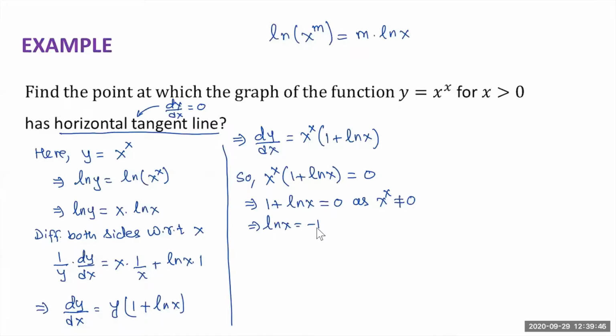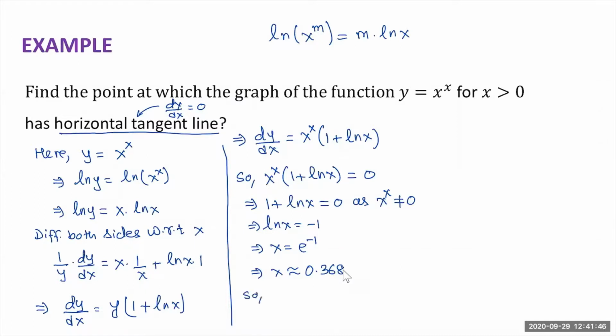Then if you want to find x by itself, x will be equal to, if you undo the log, it will be the exponential function. So this is the log with base e, so it will be e to the negative 1. E raised to negative 1. If you type this in your calculator, e to the negative 1, it will be 0.368. So we have the x value.